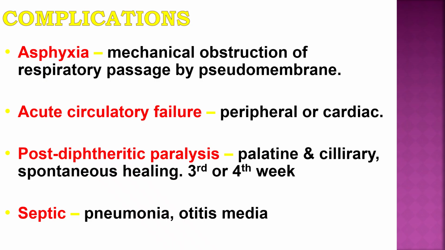The complications of diphtheria are asphyxia because of the mechanical obstruction of the respiratory passage by the pseudomembrane. Acute circulatory failure may be of peripheral or cardiac origin because of the toxin. Post-diphtheritic paralysis may be palatine, or ciliary muscles are involved, and spontaneous healing can be there in the third or fourth week. Septic complications like pneumonia and otitis media can be there.